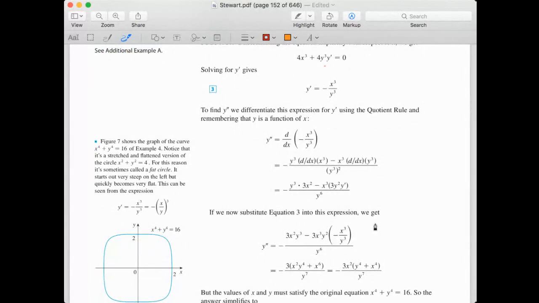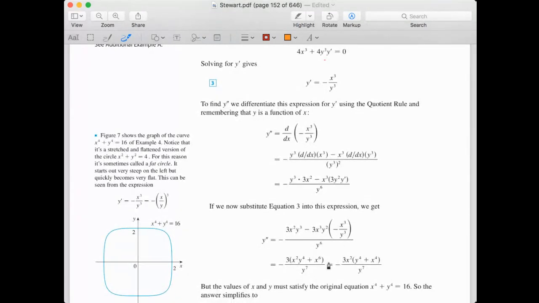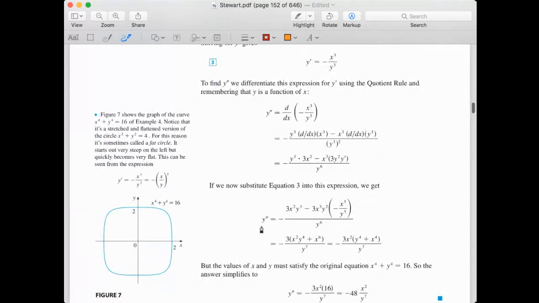And if we want to simplify a little bit, now in here, we have y prime. Maybe we don't want to see y prime in this equation. We want y double prime to be represented by x, y only. So we substitute y prime. Y prime equals this, right? So we substitute y prime into negative x cubed divided by y cubed. Simplify, so in the end, we get y double prime or d squared y over dx squared equals this expression.